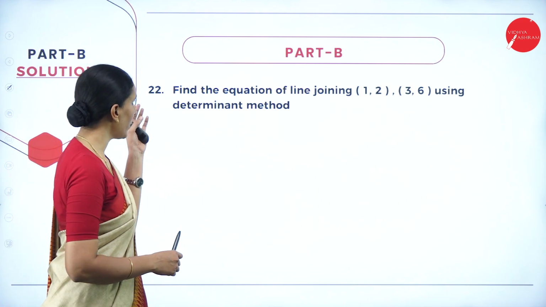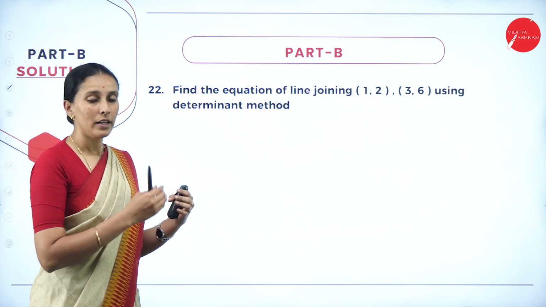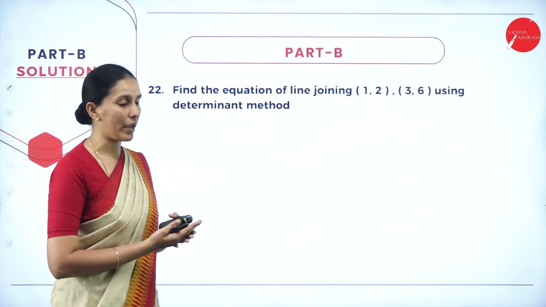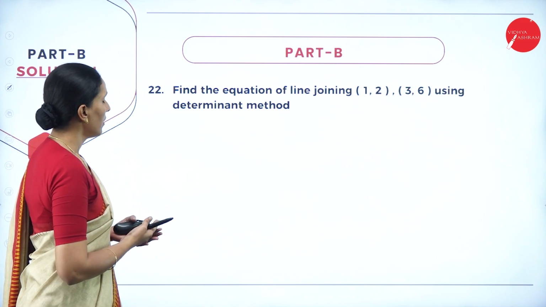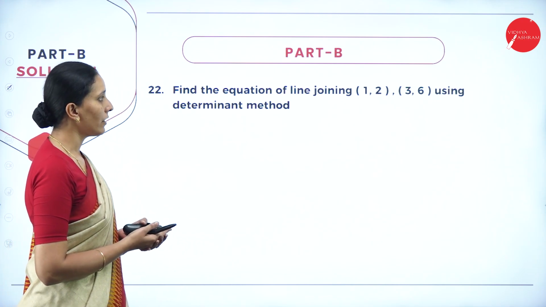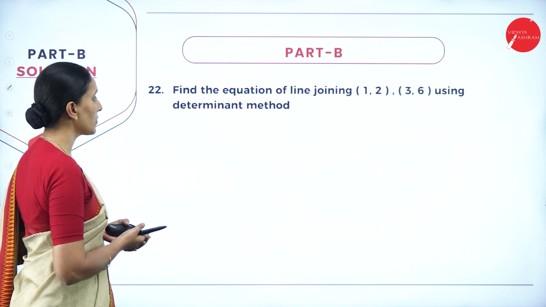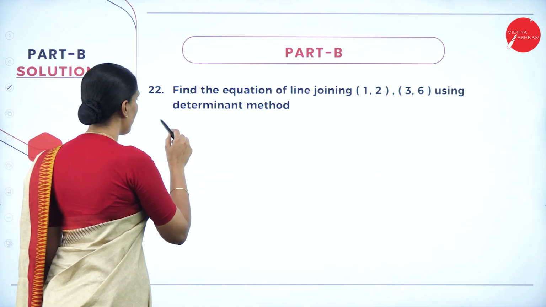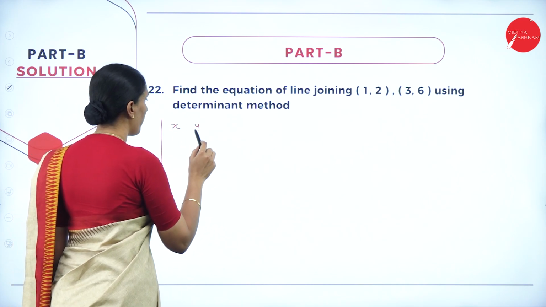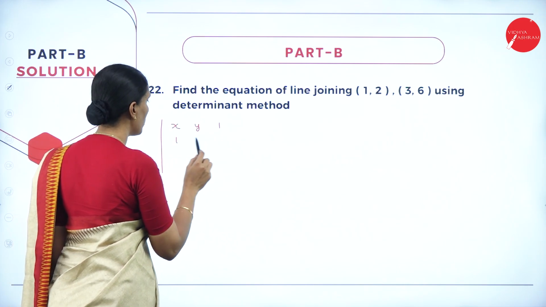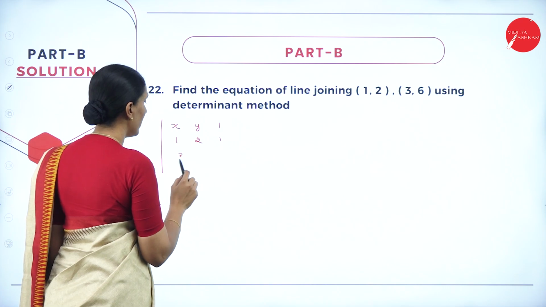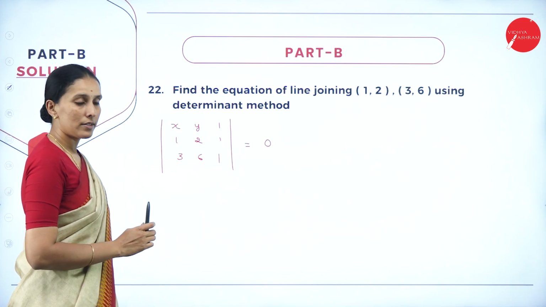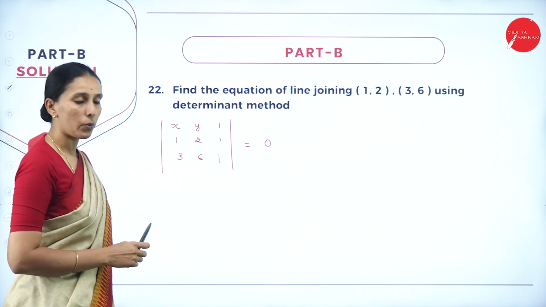Next, a question from determinants. So question number 22 is from determinants. They may ask you questions on the equation of a line or on the area of a triangle. So here we have the question, find the equation of the line joining 1, 2 and 3, 6 using the determinant method. We know that when the points are given, we can write the equation in the form of the determinant with rows x, y, 1; 1, 2, 1; and 3, 6, 1 equal to 0. So this is the determinant form of the equation of a line.